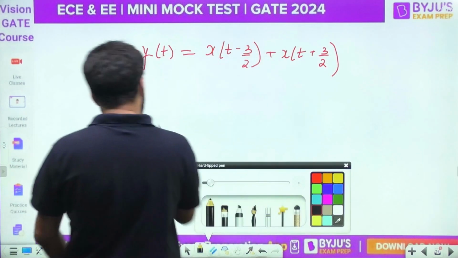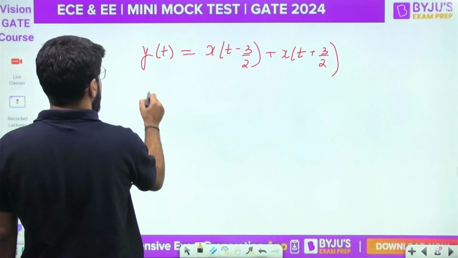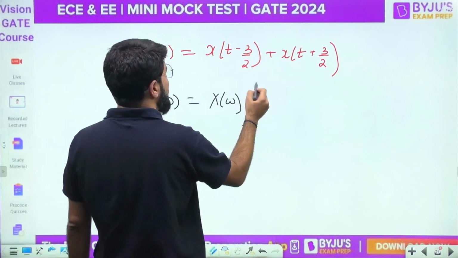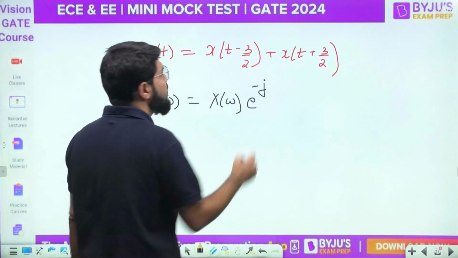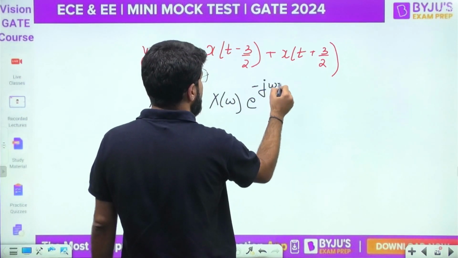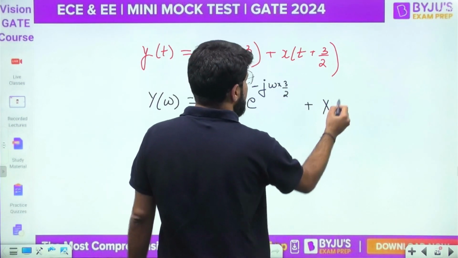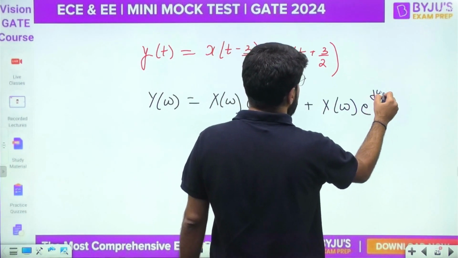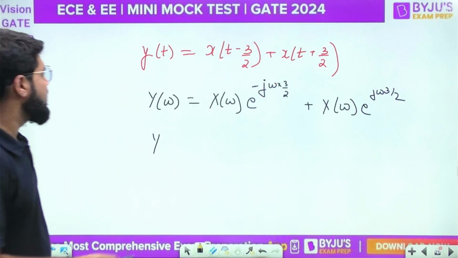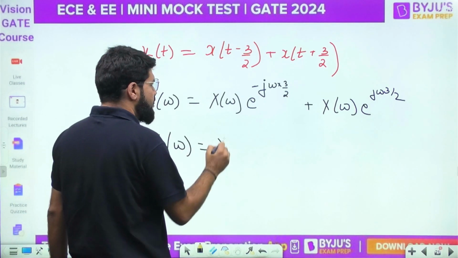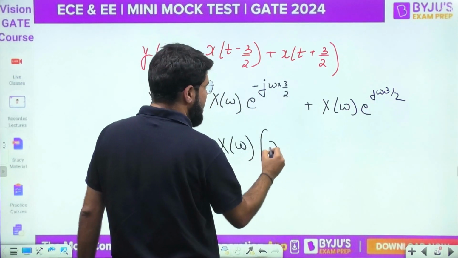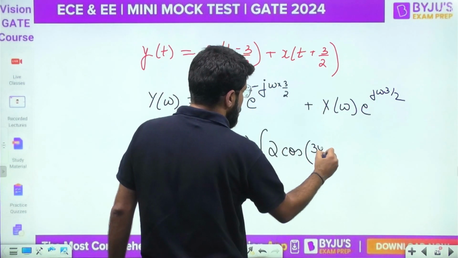So what is going to be its Fourier transform? Y of omega: by the time shifting property, e power minus j omega t naught, we get X of omega e power minus j omega 3 by 2, plus X of omega e raised to the power plus j omega 3 by 2. Whether it is exponential form or cosine form, we can convert to f also, no issues. Taking X of omega common, e power j theta plus e power minus j theta is 2 cos theta.